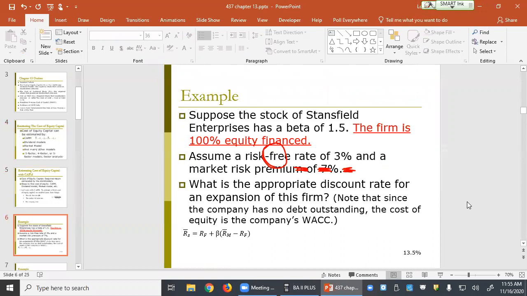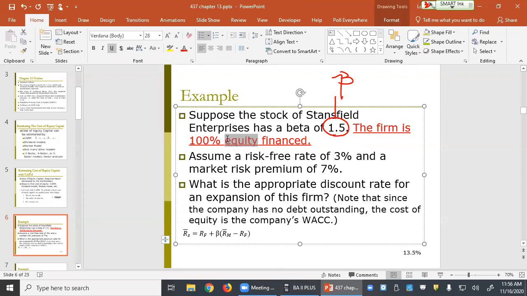Okay, so let's start with a very, very simple example. Suppose the stock of Stansfield Enterprises has a beta of 1.5. So this CAPM beta has been calculated for us already. This is our beta. And in this case, this is a simplified scenario because we are told that the firm is 100% equity financed. So when we say equity, to be specific, we mean just common stock, excluding preferred stock. So if this is a company that only has common stock outstanding, it means that it has no preferred stock, it has no bonds, no debt outstanding.